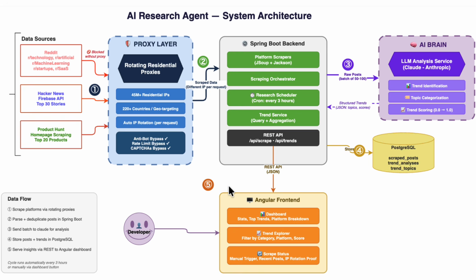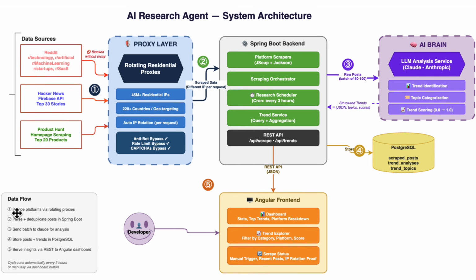Also, we can scrape only a specific platform. For example, here we have 3 platforms, and if I only want to get the data from Reddit, I can scrape only Reddit, and this will go through the flow. When I click on, for example, scrape Reddit, the backend will call our scraping orchestrator, which will use the proxy layer to fetch the data from Reddit, send it to the AI brain through our agent, then save the data to the database, and finally display it in the front end.